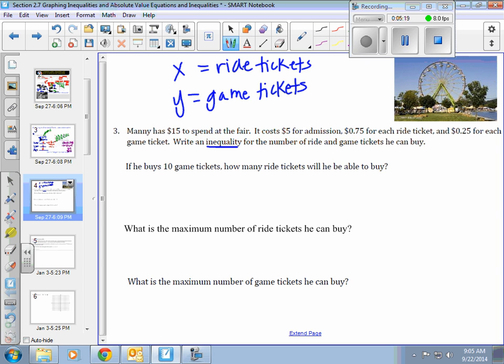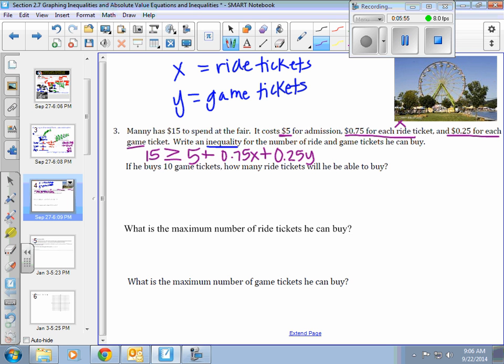Notice how it says write an inequality. He has $15 to spend, so we know that 15 is his max. Whatever we come up with on the right-hand side has to be less than or equal to $15. It costs $5 for admission, so he has to pay $5 no matter what, plus 75 cents for each ride ticket. Ride is my X, so 0.75x, plus 25 cents for each game ticket, so plus 0.25y.